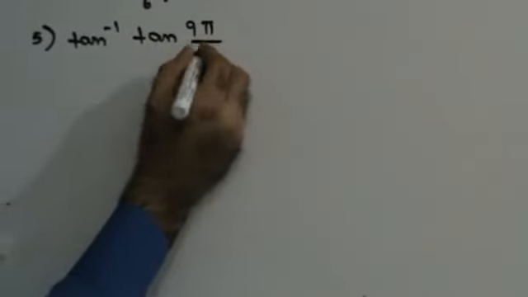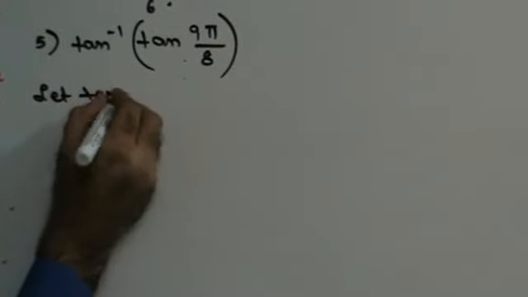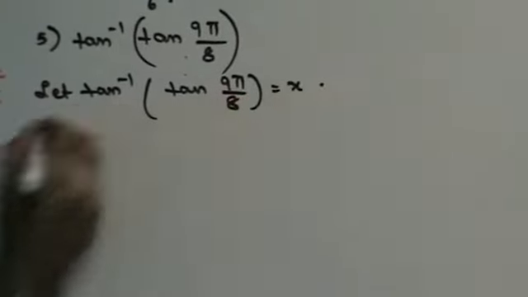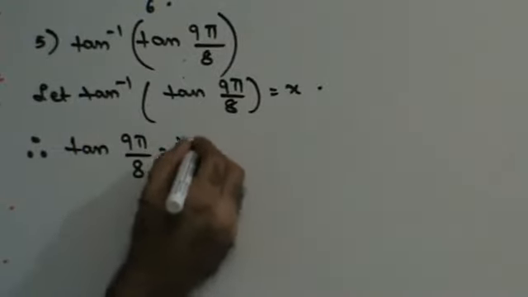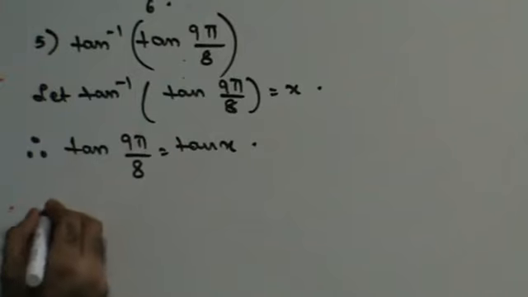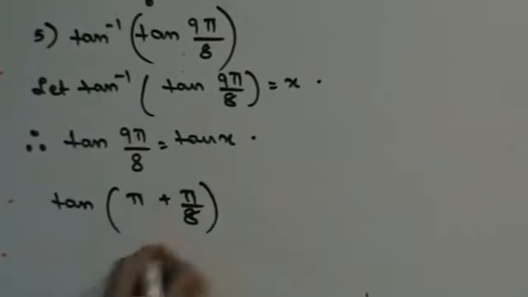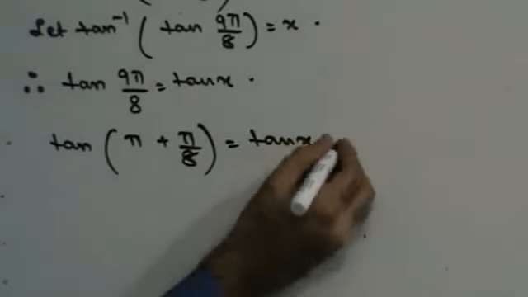Tan inverse of tan 9 pi by 8. Same method. Let tan inverse of tan 9 pi by 8 equal x. Therefore, I can say that tan 9 pi by 8 is equal to tan x. Reduce the given angle into its simplest form. 9 pi by 8 can be written as pi plus pi by 8, since 8 pi plus pi gives you 9 pi.